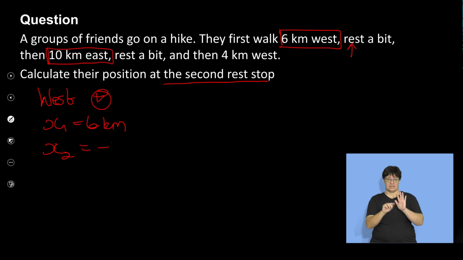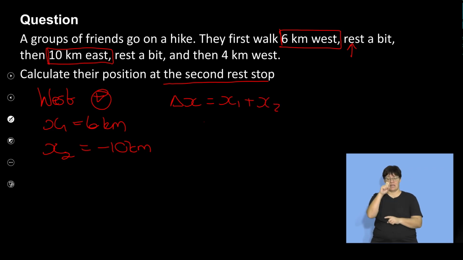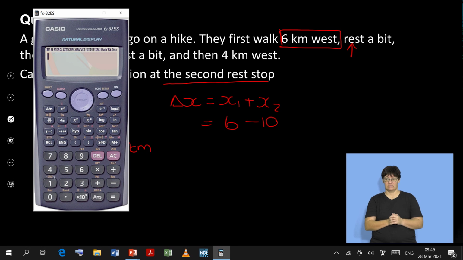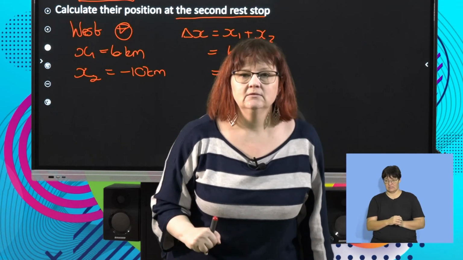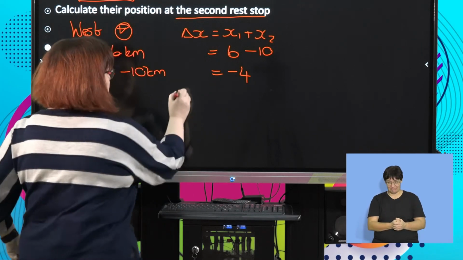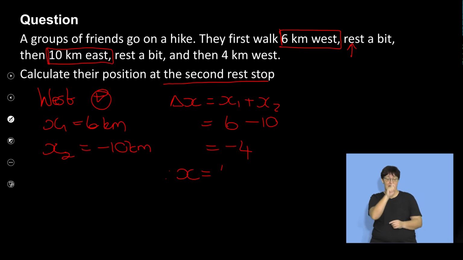x2 is minus 10. So changing x1, x2, 6 minus 10. Let's just make sure, 6 minus 10. Ooh, look here. I get minus 4. The minus means that it was going east. We can't leave it as minus. So x is 4 kilometers east. Doesn't matter, the negative just tells me direction.